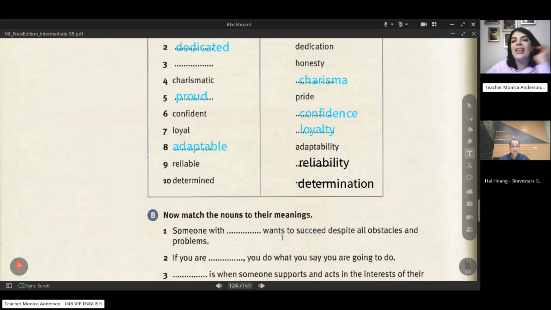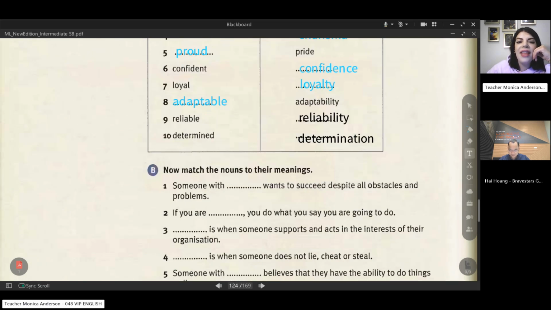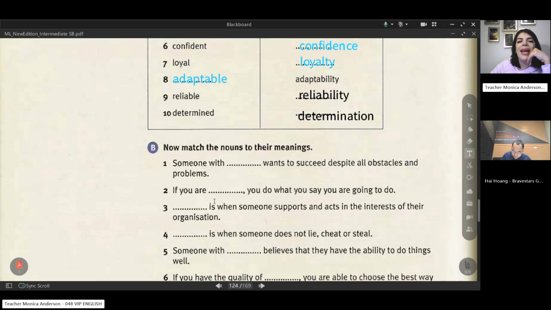Okay, let's match the nouns to their meanings. So we have some nouns and now the meanings. Number one, someone who wants to succeed despite all obstacles, difficulties, and problems. So who? Determination. Okay, so determination, of course. Someone with determination is someone who is determined, but the noun is determination.